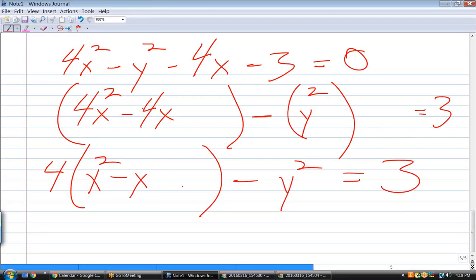What do I do? And then is it 1 plus 1/4? No, you got it. Perfect. Okay. Take half of that coefficient and you square it. Well, half of 1 is 1/2. 1/2 squared is 1/4. How much do I need to add to the right side? 1.